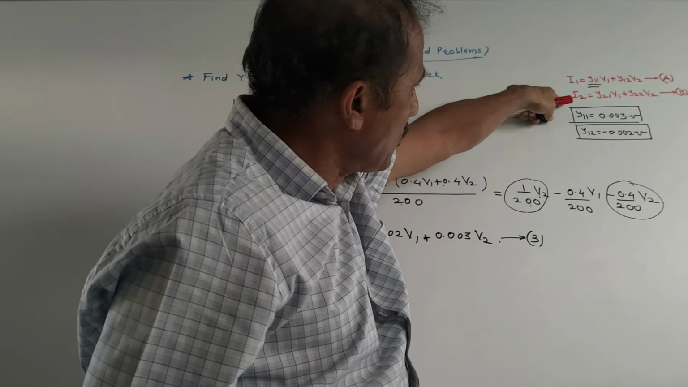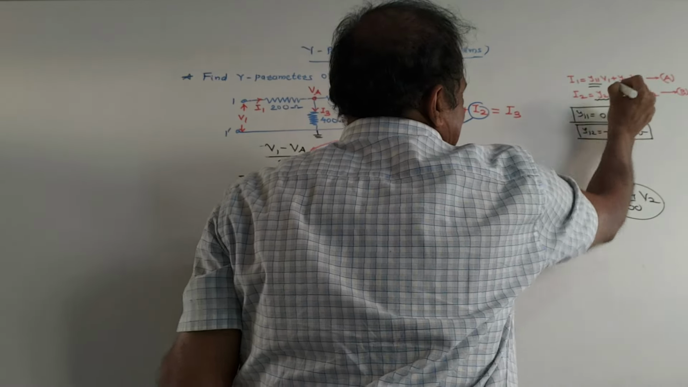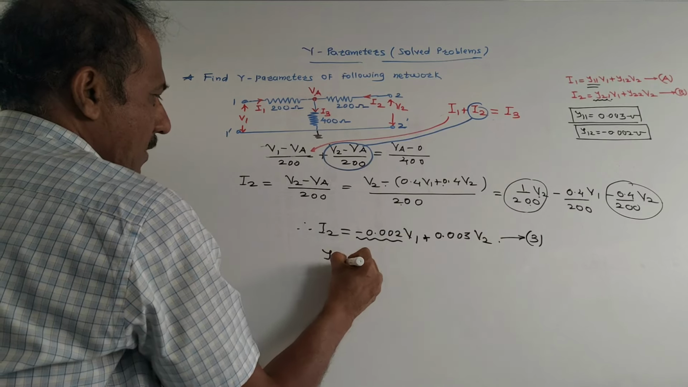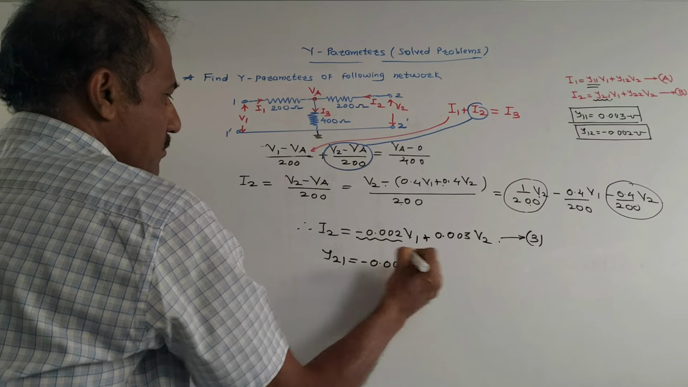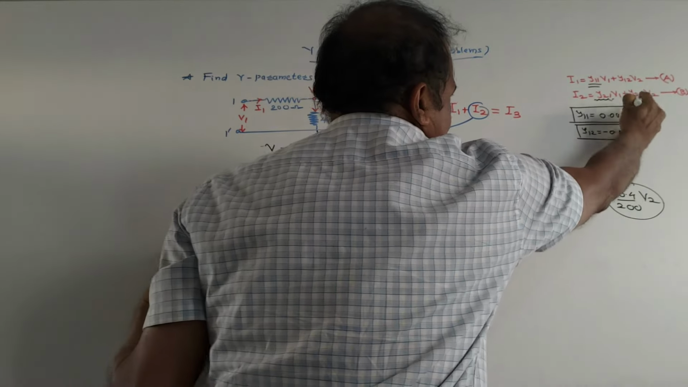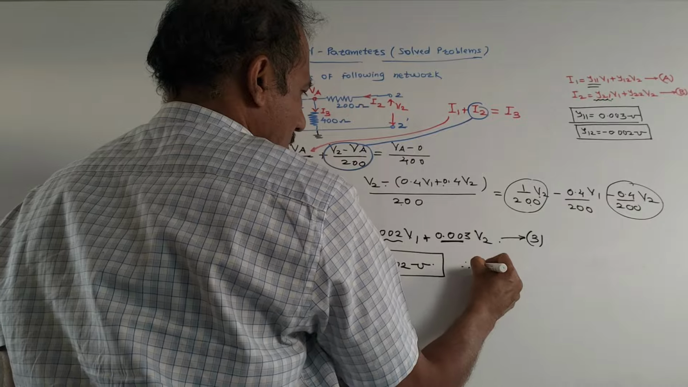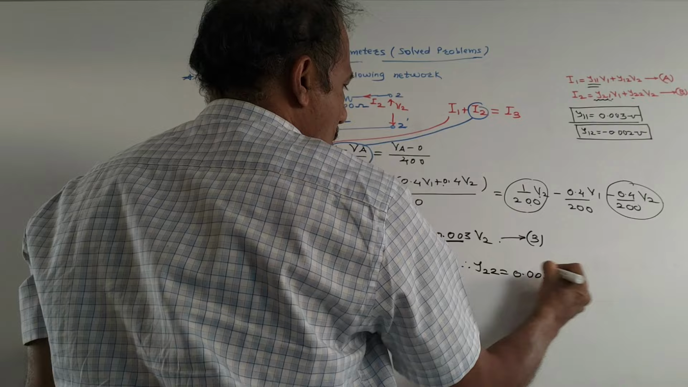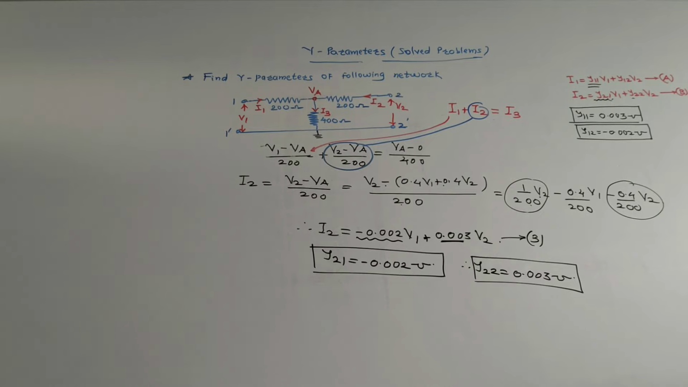Again compare this equation with equation B. Equation B is the equation of I2 in terms of V1 and V2. So the first coefficient, like the earlier case, is Y21 with V1. With V1 we have this term. So I will write Y21 is equal to minus 0.002. Unit is mho. This is the value of Y21. In the same way, look at this second term. It is Y22. यहाँ पे term है 0.003. Therefore Y22 is equal to 0.003 mho. So these are the answers of the Y parameters.